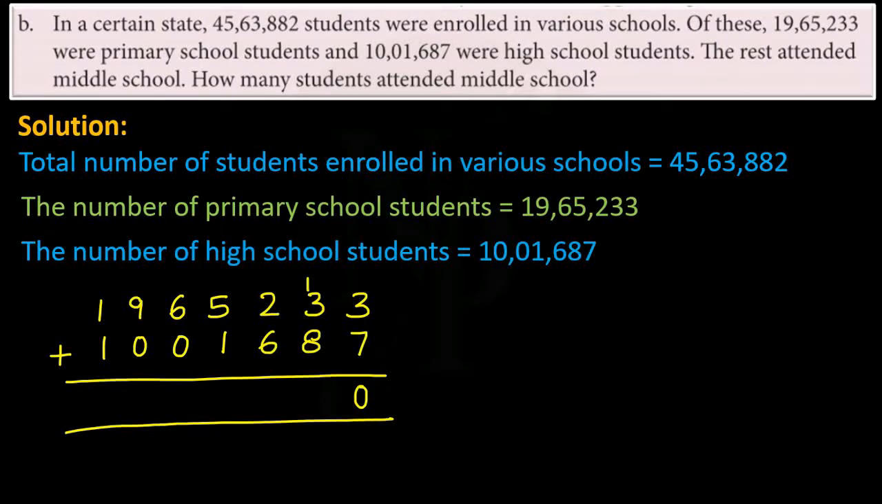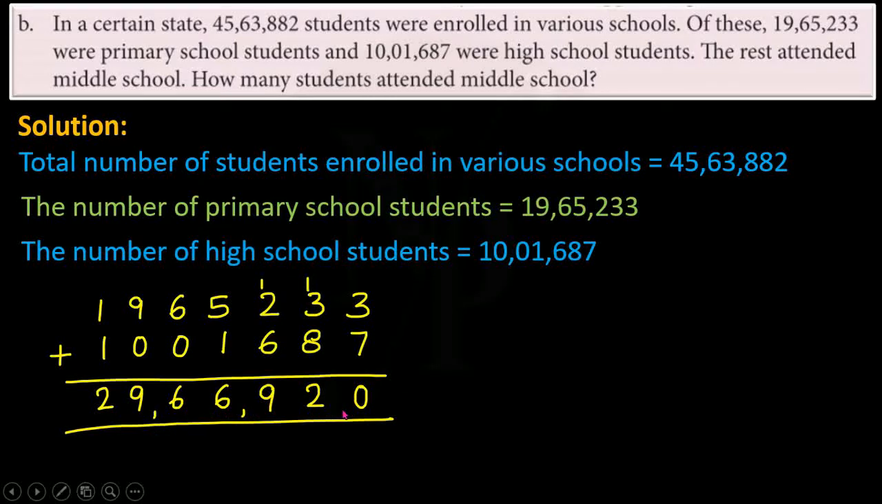Now adding 1 plus 3 is 4, 4 plus 8 is 12, 2 is written here, 1 is carried forward. 1 plus 2 is 3, 3 plus 6 is 9. 5 plus 1 is 6, 6 plus 0 is 6, 9 plus 0 is 9, 1 plus 1 is 2. So 29,66,920 is the total number of students learning in primary school and high school.